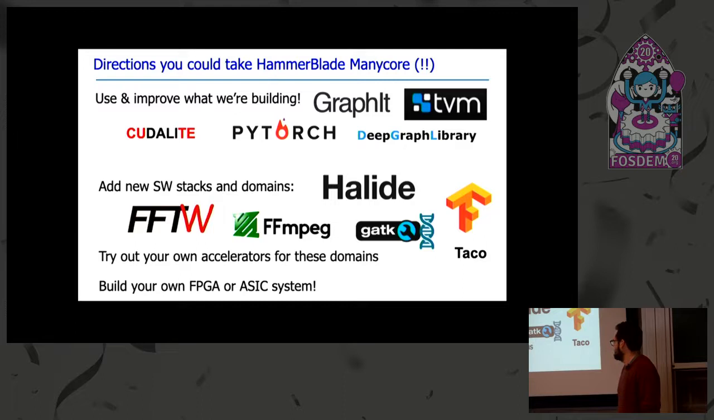FFTW is a library for doing FFTs on CPUs. There's also cuFFT for CUDA. We would really love one for the HammerBlade manycore as well. On top of that, Cornell has been working on building their own accelerators and adding them to our mesh, and it would be great for people to add their own accelerators to expand our application domains.